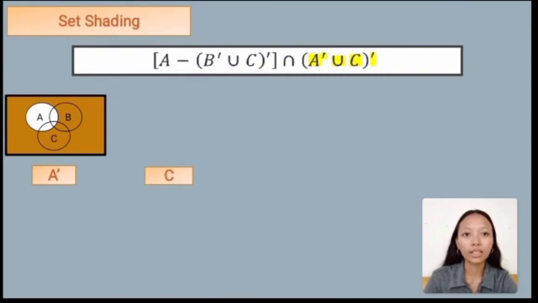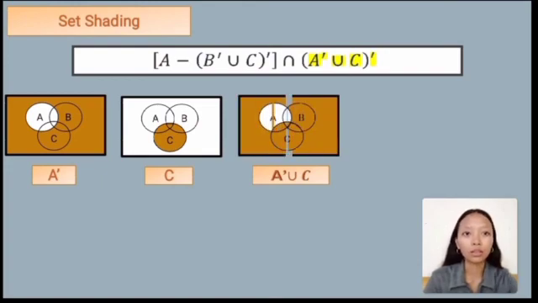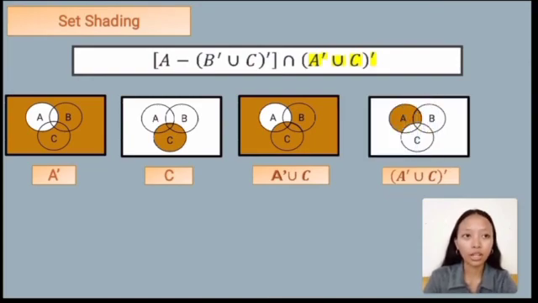Next, we're gonna shade the set C, which means we're gonna shade everything in the set C. Next, we're gonna shade the A prime union C, which means we are going to shade everything in A prime and in set C, which will look like this. Next is the open parenthesis A prime union C close parenthesis prime. For this, we're going to shade the set A, including the overlapping part of the set A with set B.